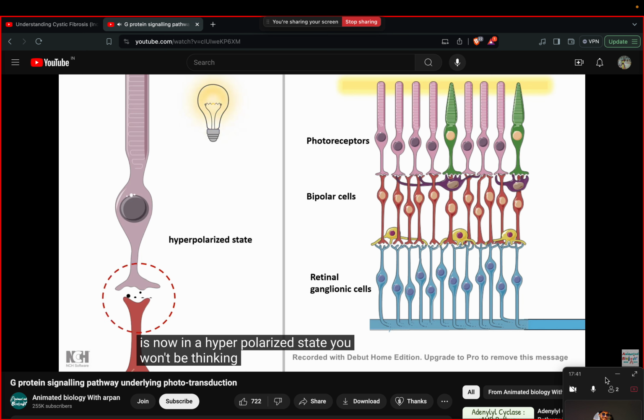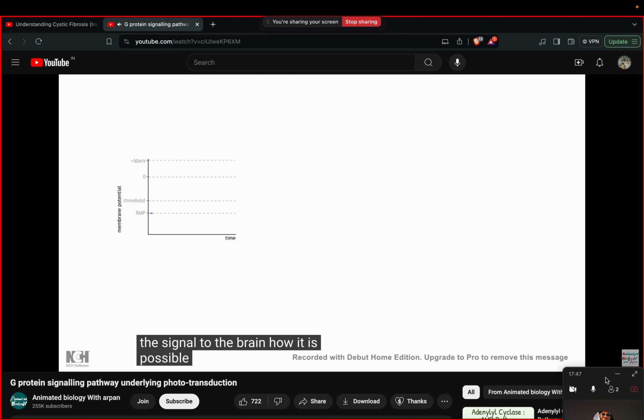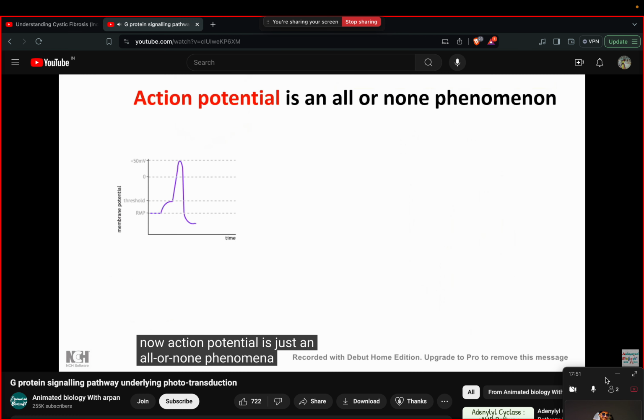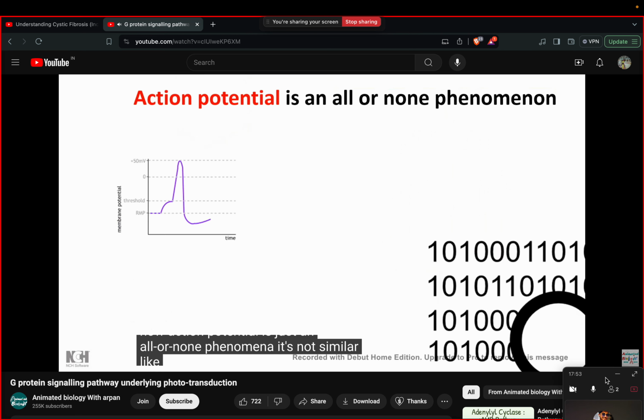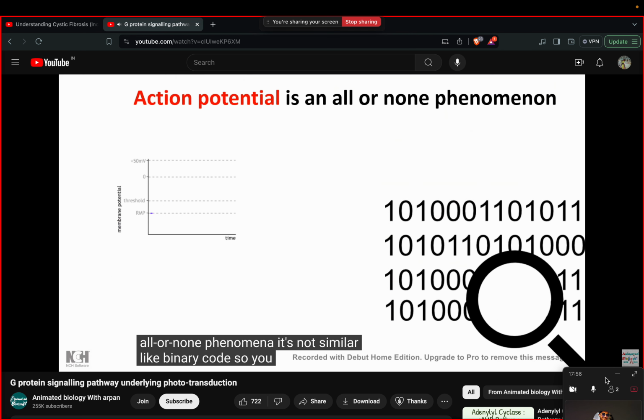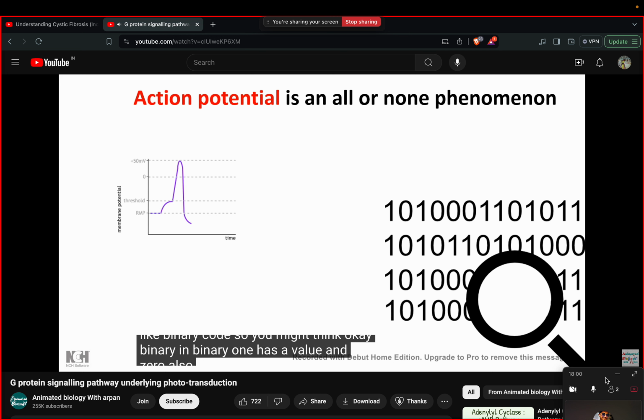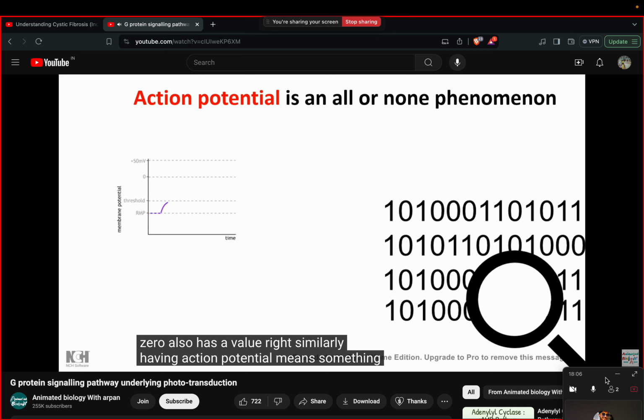Now, you might be thinking that, okay, in a hyperpolarized state, how does the neuron send the signal to the brain? How is it possible? Now, action potential is just an all or none phenomenon. It's a lot like binary code. So you might think, okay, in binary, 1 has a value and 0 also has a value, right? Similarly, having action potential means something, and also not having action potential means something as well.